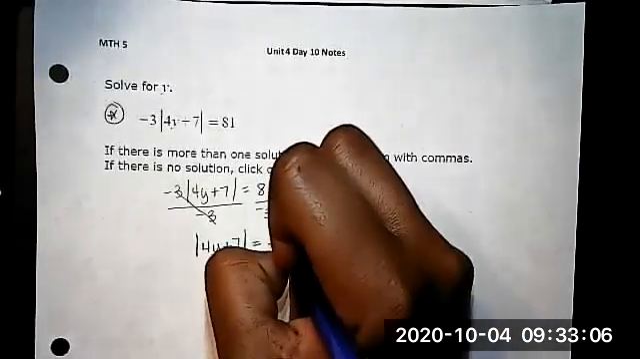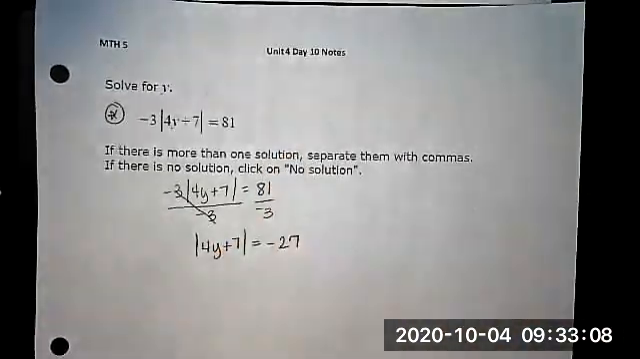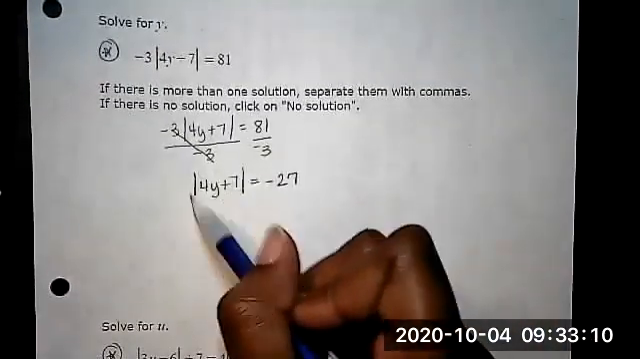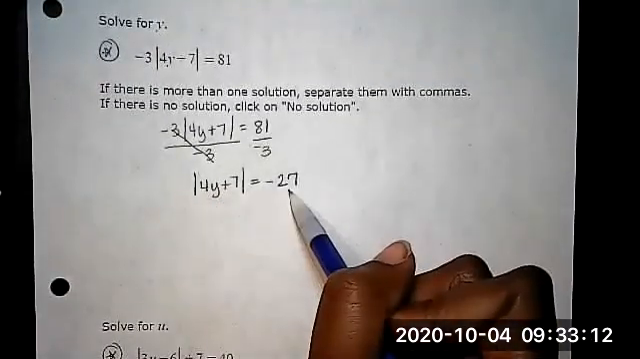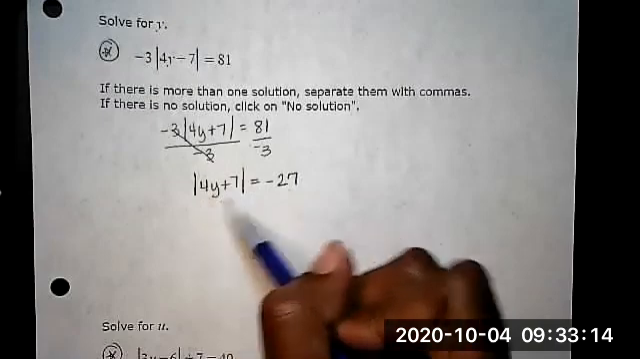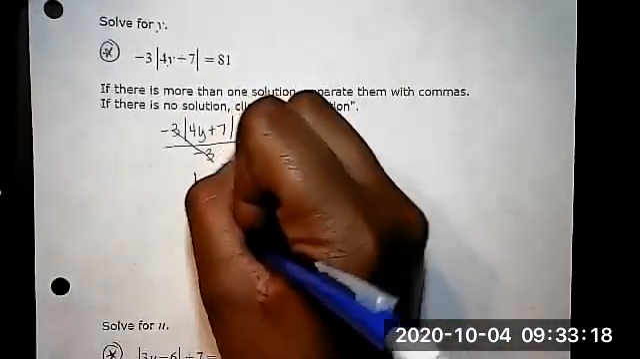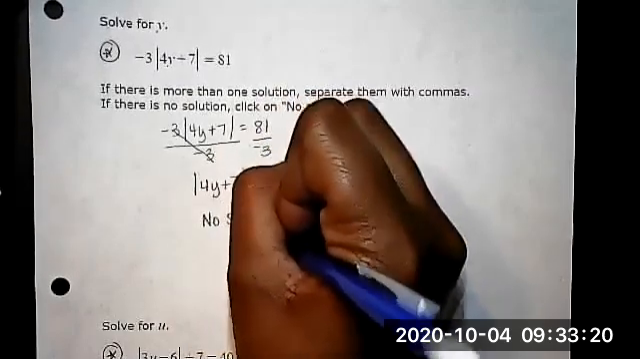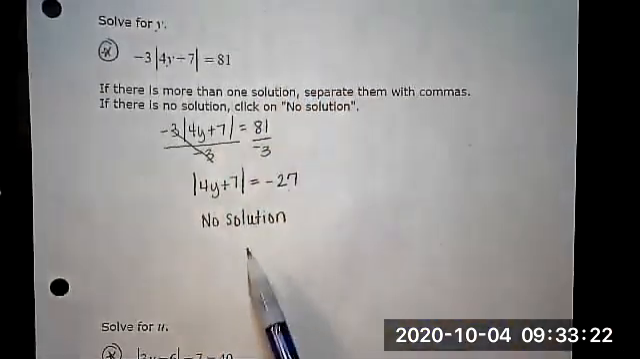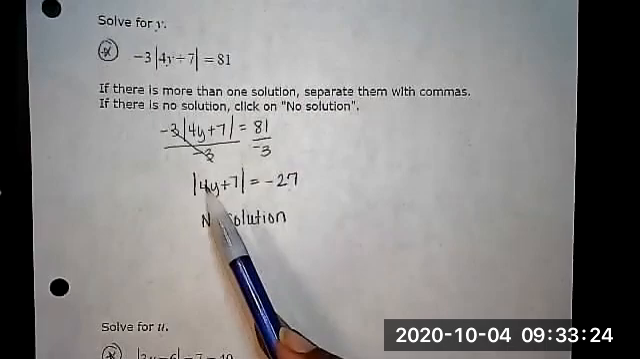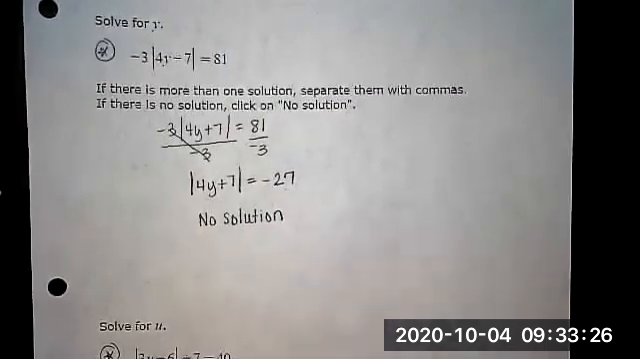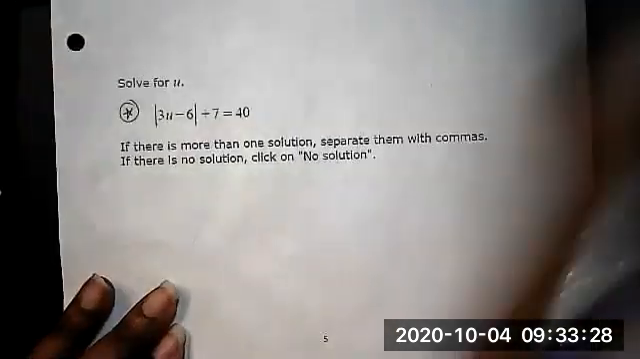So negative 27 here. Now, if you have your absolute value by itself equal to a negative number, your answer is no solution, and they will trick you with that. So be aware of that. No solution when you have an absolute value by itself equal to a negative number. No solution there.